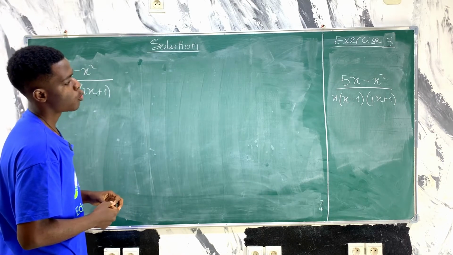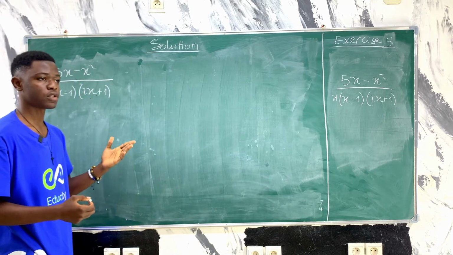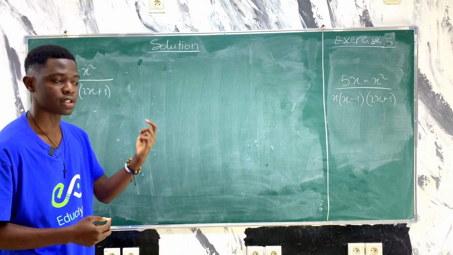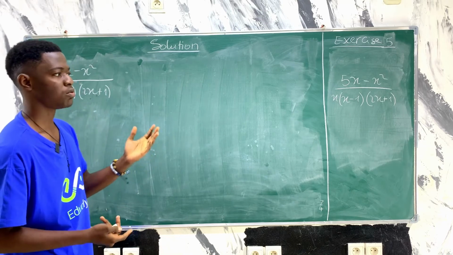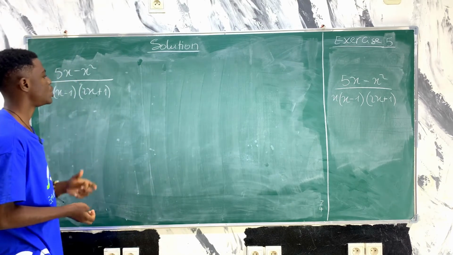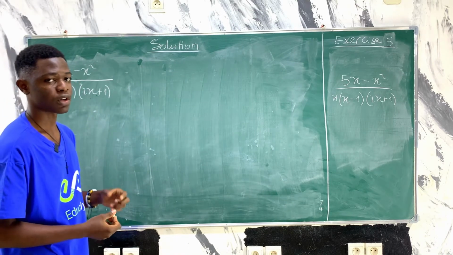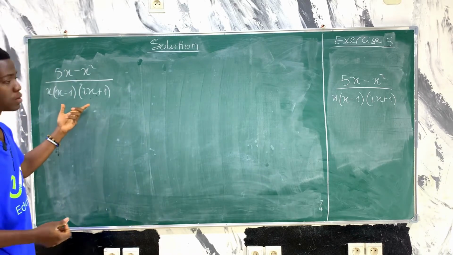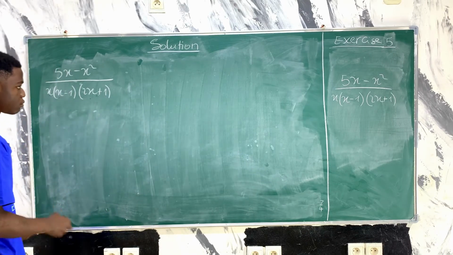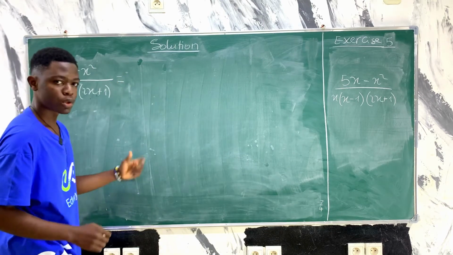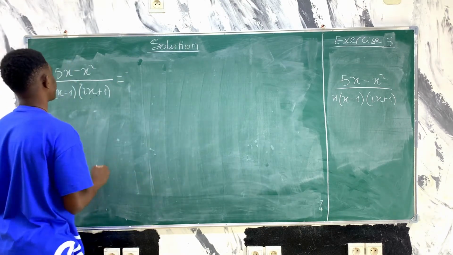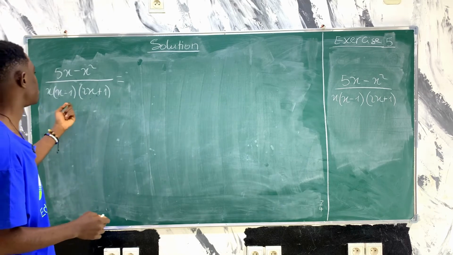So we see that the first requirement is fulfilled. The numerator's degree is less than the denominator's degree. Then we can go to the next requirement, which is that the denominator must be factorized. In this case, it is factorized. So when this is factorized, we can go to the next step, which is putting the equation in partial fraction form.